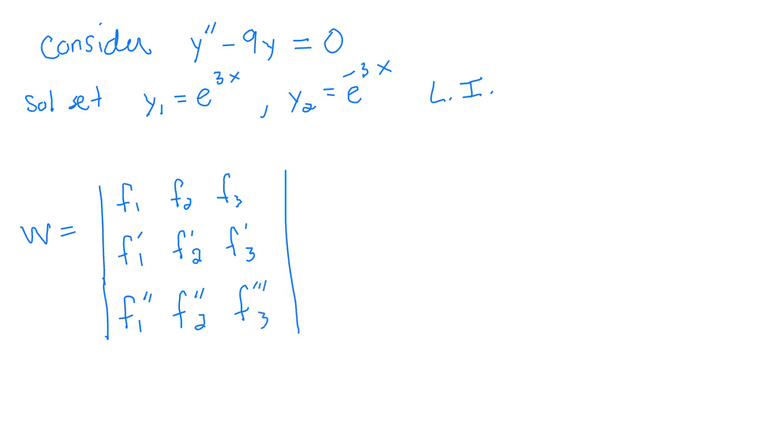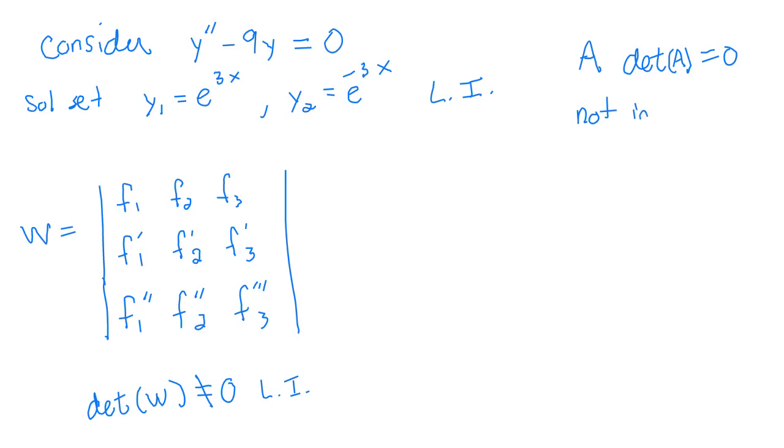So if you have this, you take the determinant of W, and what you're looking for is for this to not equal 0, and that means linear independent. And here's something very cool. We said something just a second ago. Remember how I said if you have matrix A and you take the determinant of that and you get 0, it's not invertible, right?